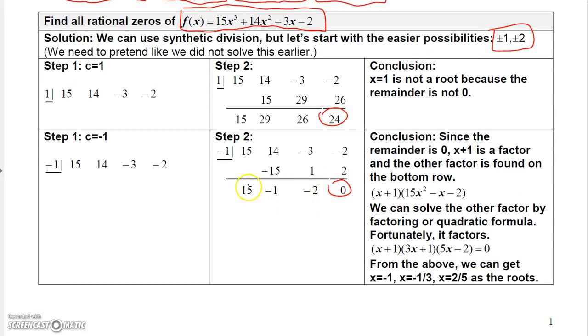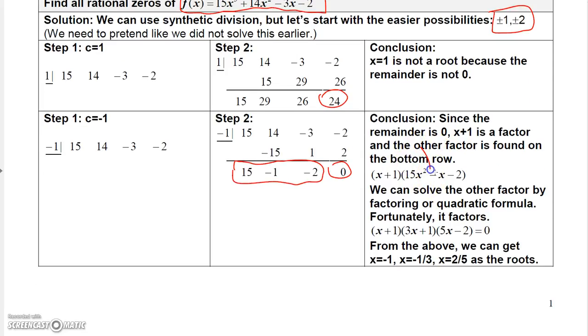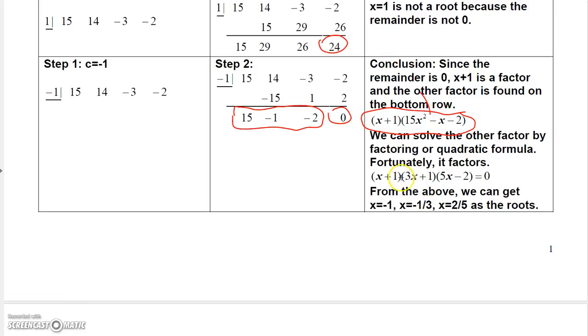Okay, so now I've got it reduced down to where I have a second degree factor. So I know x equals negative 1, that means x plus 1 must be a factor. So if x plus 1 is a factor, then I can say this factors into x plus 1 times 15x squared minus x minus 2, and these coefficients come from over here. Now then from there it should be pretty easy.